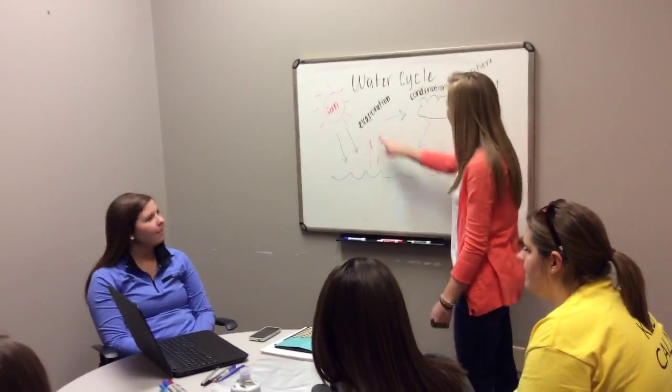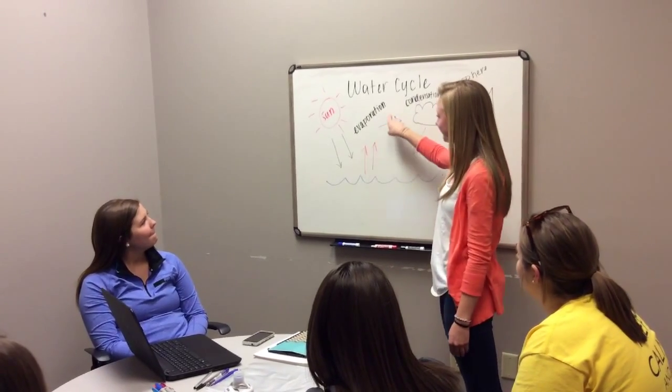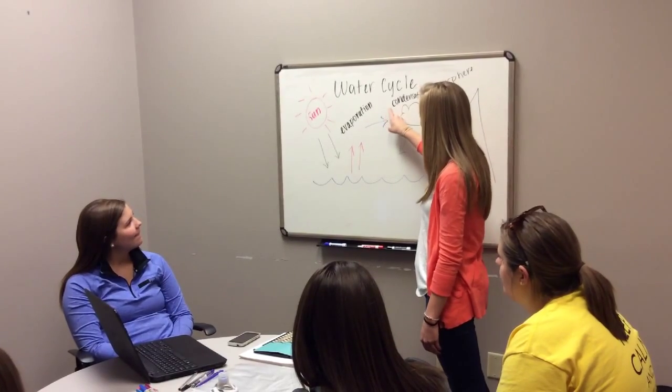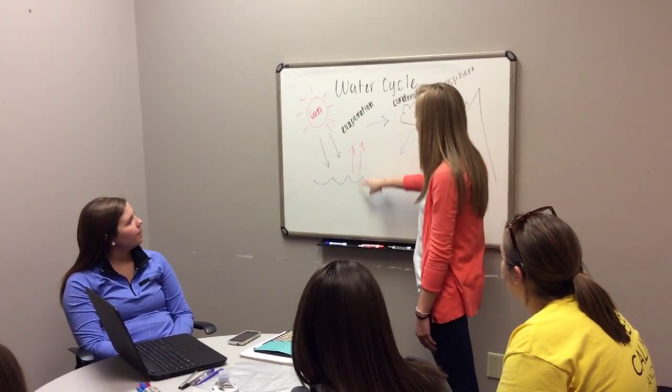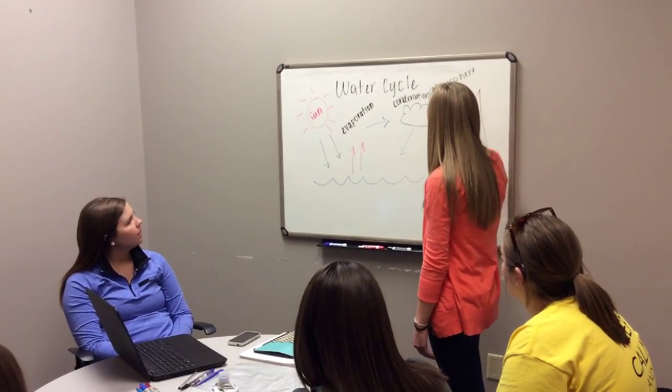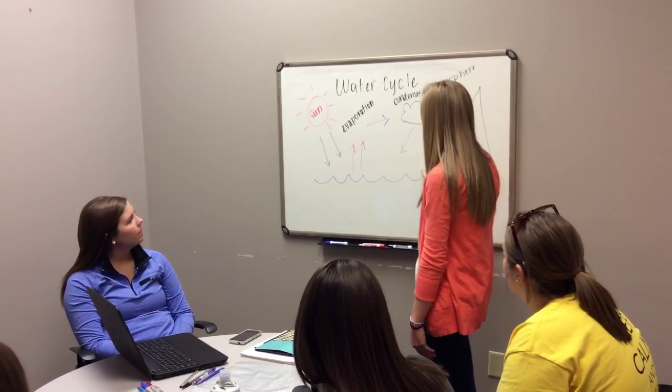Water travels in a cycle, yes it does. Water travels in a cycle, yes it does. It goes up as evaporation, forms clouds as condensation, then falls down as precipitation, yes it does.